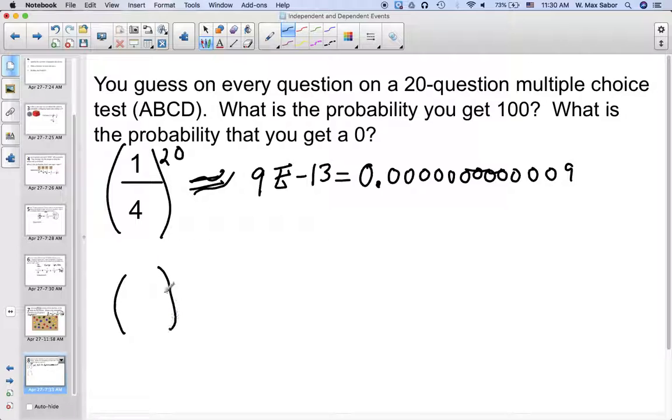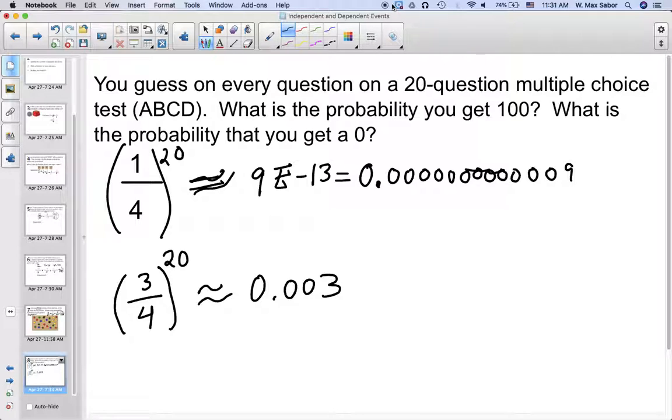Now, for getting a 0, there are still 4 options per question, and there are still 20 questions. It's just that 3 of those get counted as wrong. So when we multiply this out, we're going to get somewhere around 0.003. Most of the time, you're not going to get either of those scores. You will neither get a 0 nor a 100. Usually, you'll get somewhere between those two. But there is a possibility, even if it's very, very rare, to get a 100. And there's a possibility, even if it's pretty rare, not quite as rare, to get a 0.